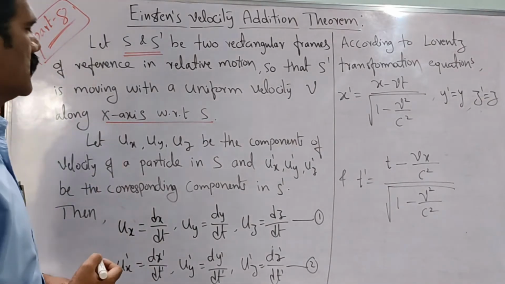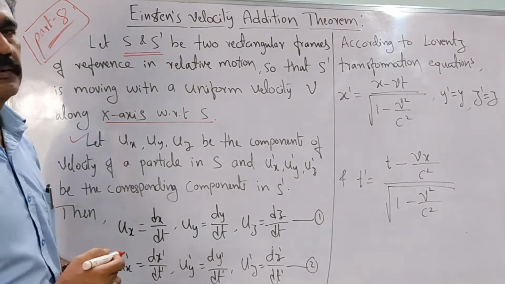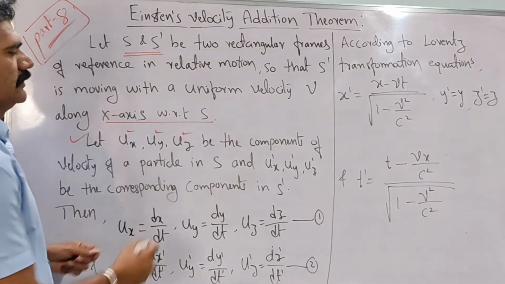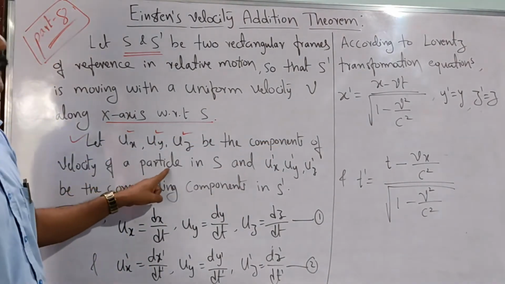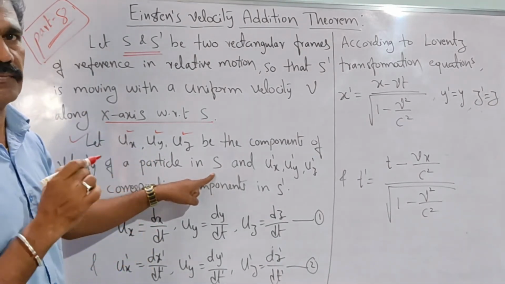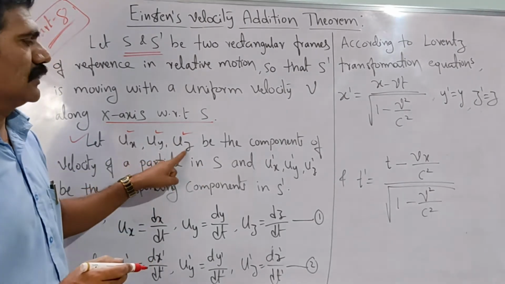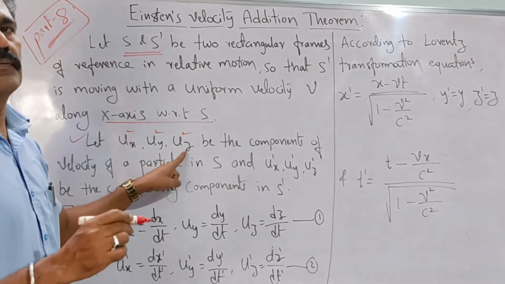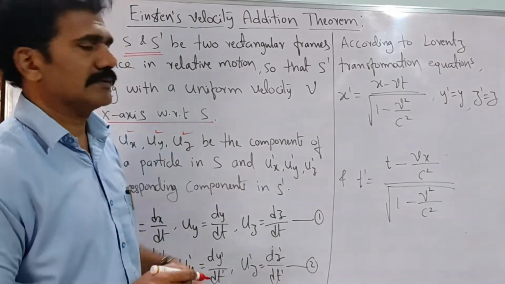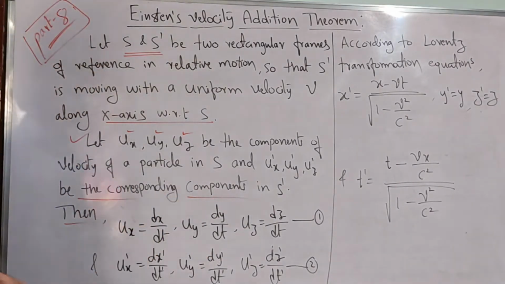Now I am considering a particle moving with some velocity. What are the components of the velocity of the particle? Ux, Uy, Uz are the components of the velocity of the particle in S. That means the particle is in the fixed frame of reference S, whose velocity components along the x, y, z axes are Ux, Uy, Uz. If the same particle's velocity is measured with respect to S dash, we take it as Ux dash, Uy dash, Uz dash.